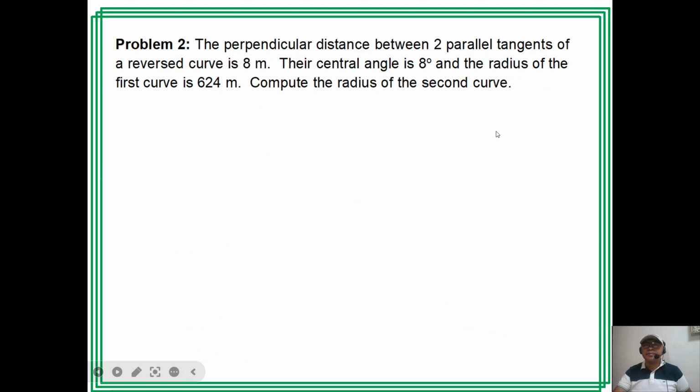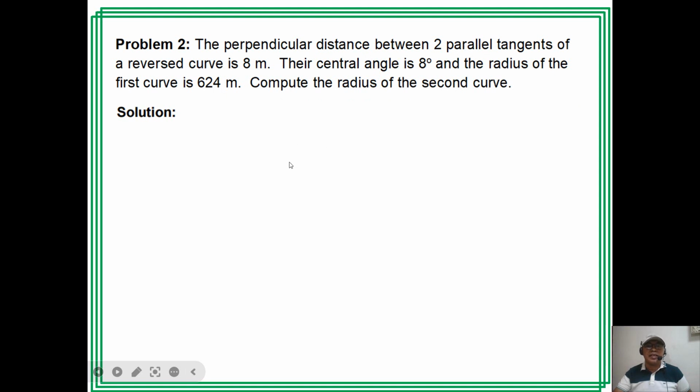Problem number 2. The perpendicular distance between two parallel tangents of a reversed curve is 8 meters. Their central angle is 8 degrees and the radius of the first curve is 624 meters. Compute the radius of the second curve.